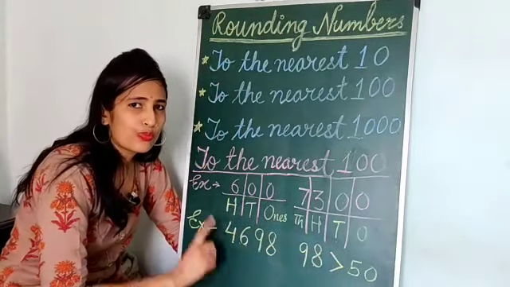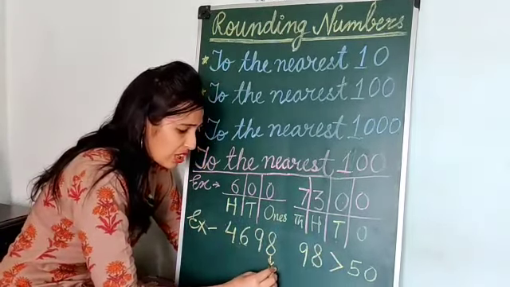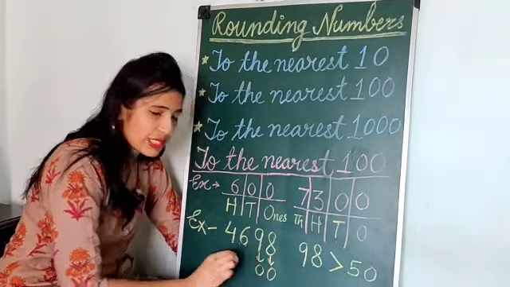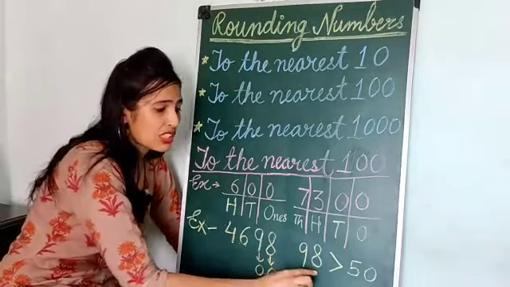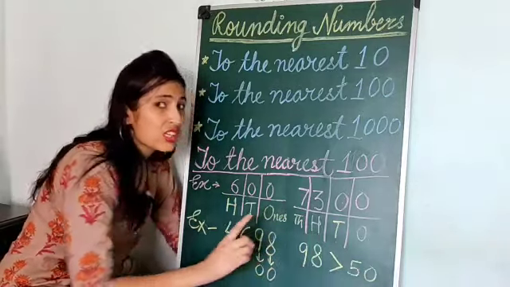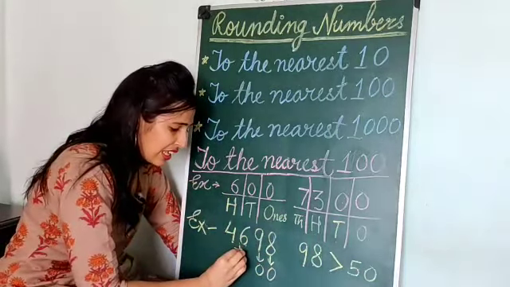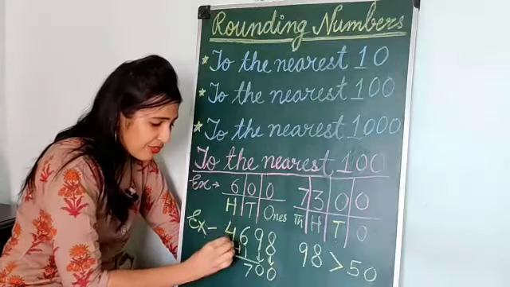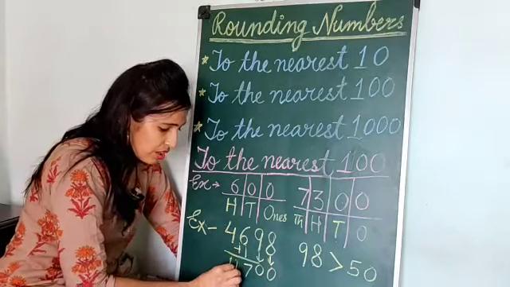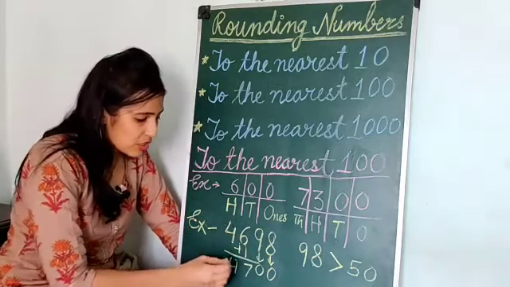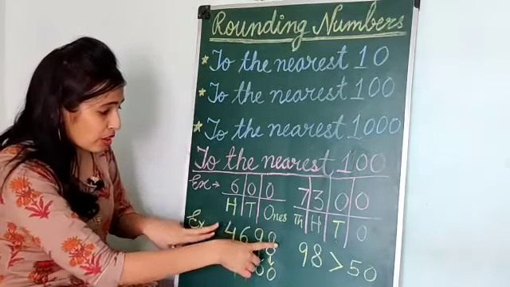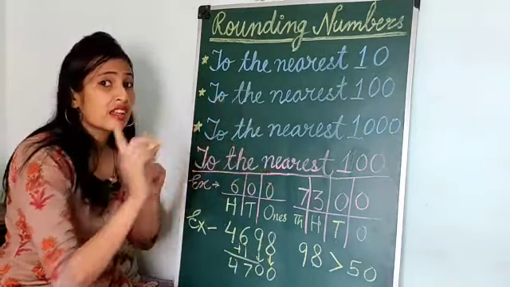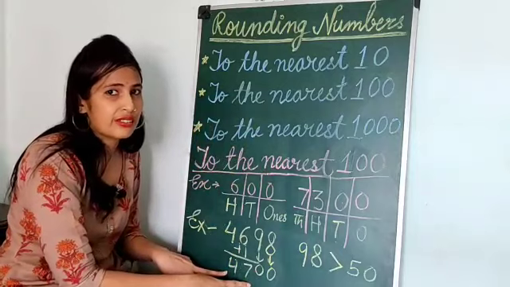So what will I do? I have to write 0 in the ones place digit and also write 0 in the tens place digit. And because 98 is greater than 50, we have to add 1 in the 100 place digit. So it would be 7 and we have to write as it is 4 of the 1000 place digit. So when we round off number 4698 to the nearest 100, the number will be 4700.